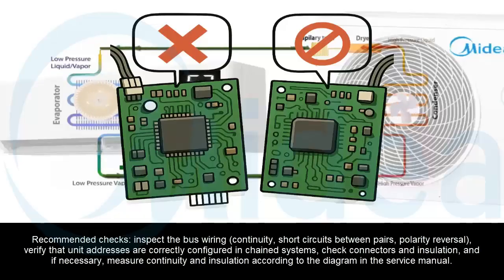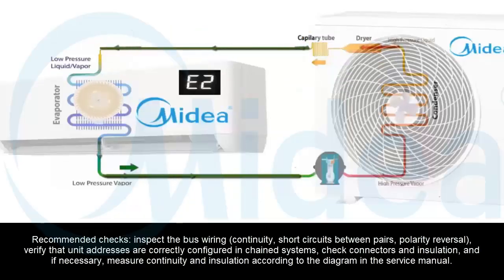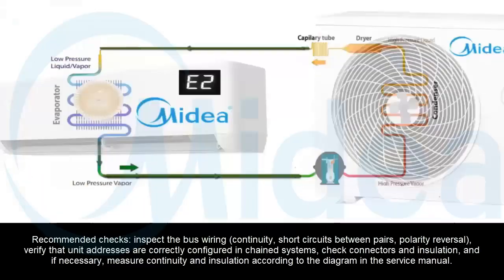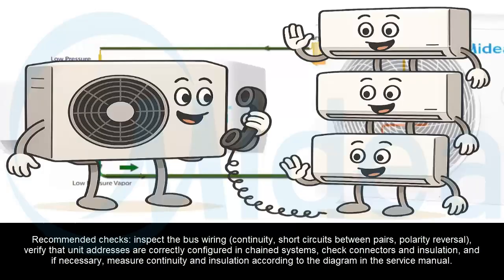Recommended checks: inspect the bus wiring, continuity, short circuits between pairs, polarity reversal, verify that unit addresses are correctly configured in chained systems, check connectors and insulation, and if necessary, measure continuity and insulation according to the diagram in the service manual.